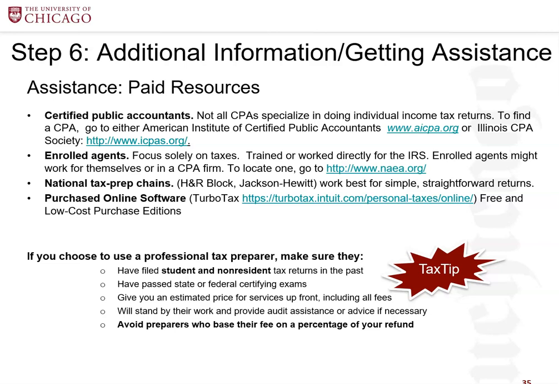naea.org. If you're going to use a tax prep chain or purchased online software, that is best for simple or straightforward returns without a lot of unique situations. And some of those chains or software, they do claim to file tax returns for free, so just make sure that you read the fine print and make sure that it is really free for what you need it for. If you choose a professional tax preparer, do make sure that they have filed student and non-resident tax returns in the past, and make sure that they pass state or federal certifying exams. You can find all that information online in the links that we provided further up on the slide.